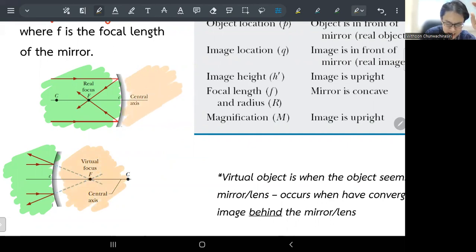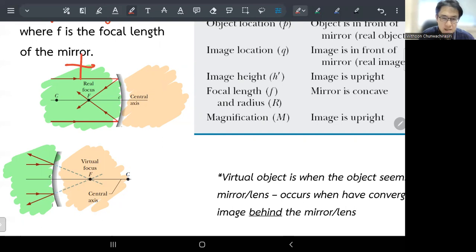I think the logic is kind of straightforward. You're never going to get light behind the mirror because everything gets reflected out in the front. So that means if you were to get a real image, that real image is supposed to show up in front of the mirror. All right, and that's why we are going to call this location, the location where light is actually there, the positive side of things. Okay, stick with me here.